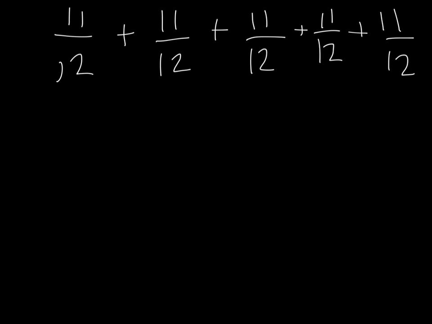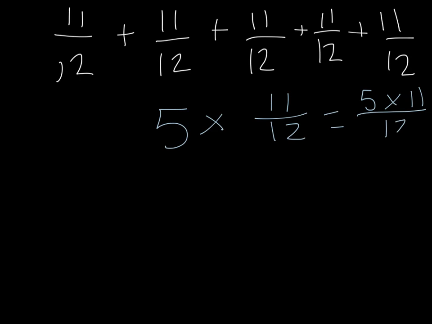For 3C, I have 11/12 plus 11/12 plus 11/12 plus 11/12 plus 11/12. So I'm going to rewrite that as 5 times 11/12, which I will then convert to 5 times 11 over our original denominator of 12. So I know that 5 times 11 is 55, and my denominator stays the same. So I have 55 twelfths.